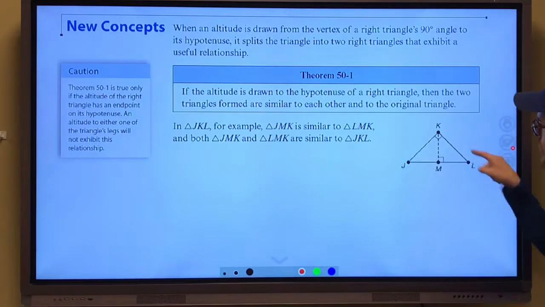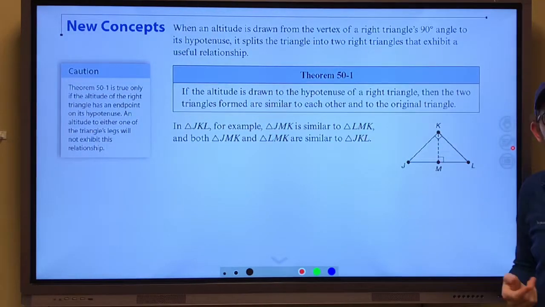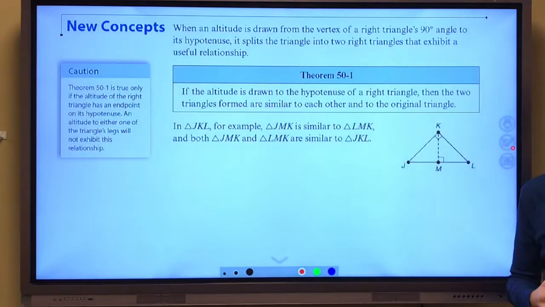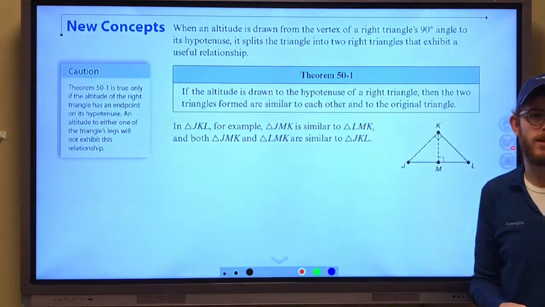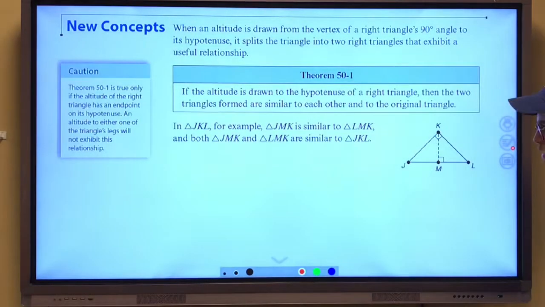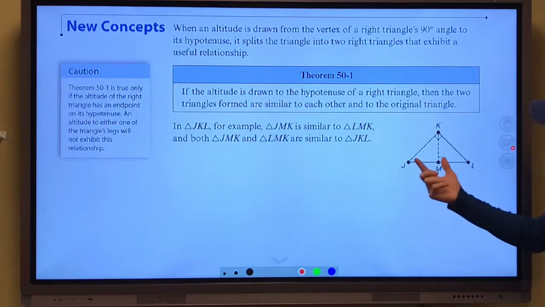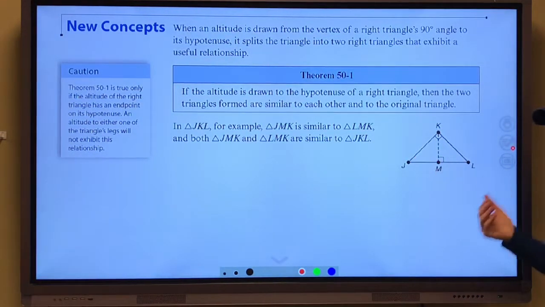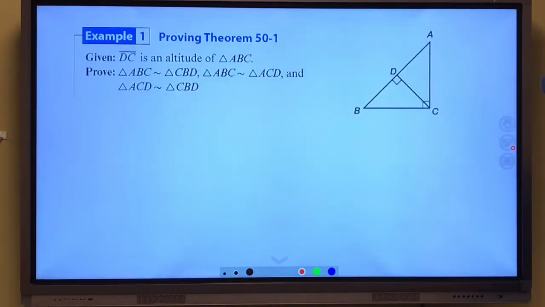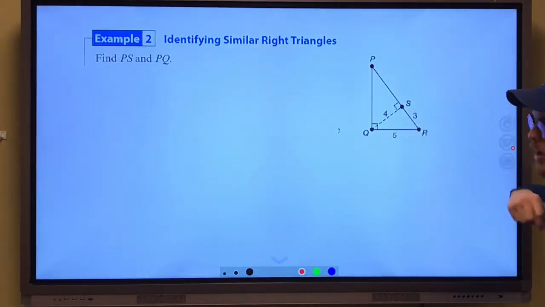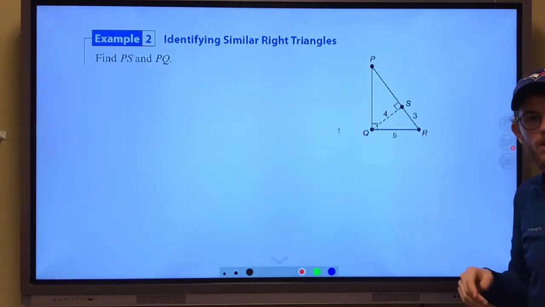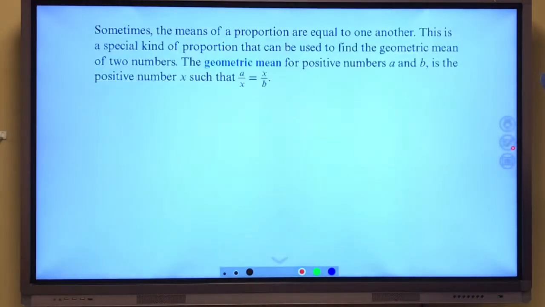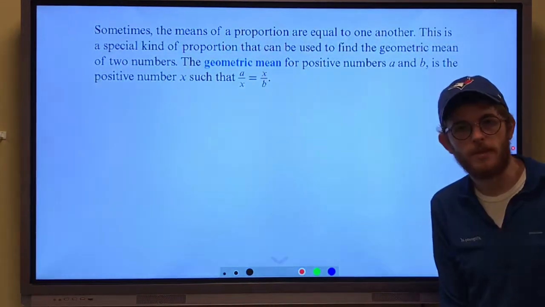All three triangles, the original right triangle and these two smaller right triangles we've created, are all similar to each other. How they relate to each other, how we can find some missing pieces of these, that's where we get to our geometric mean. But before we get there, notice these two created are similar to each other, and both similar to the larger triangle created at the beginning. Altitude drawn to a hypotenuse, we know we have three similar triangles there. All right, now our geometric mean.